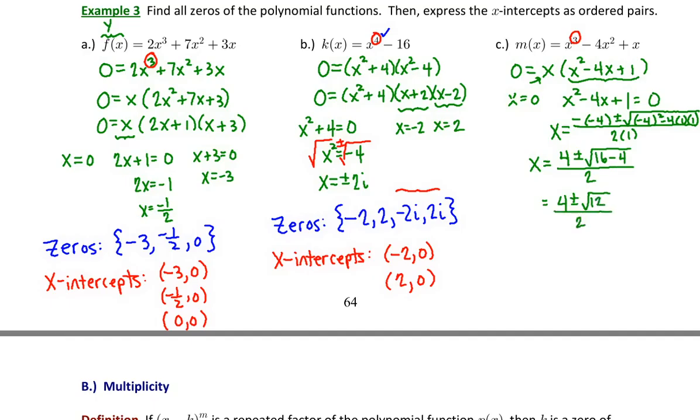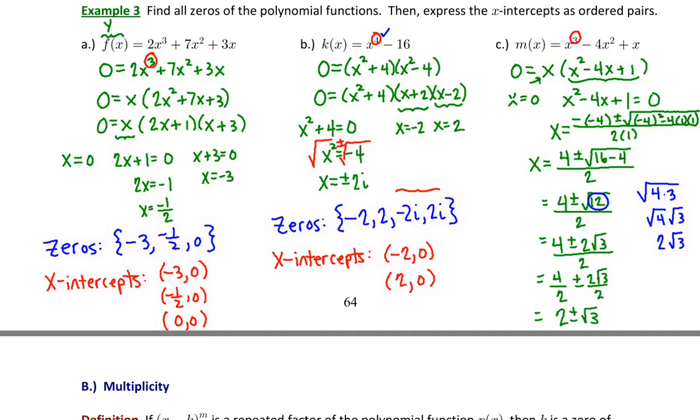So let's simplify the square root of 12. Let's think of that as the square root of 4 times 3, which we could separate as the square root of 4 times the square root of 3, or we'll just call it 2 square root of 3. So we end up with 4 plus or minus 2 square root of 3 divided by 2. Now, in order to cancel uniformly, I'm going to go ahead and split up that fraction with each term over the denominator and then reduce. So we end up with 2 plus or minus the square root of 3. So that's 2 real zeros included there.